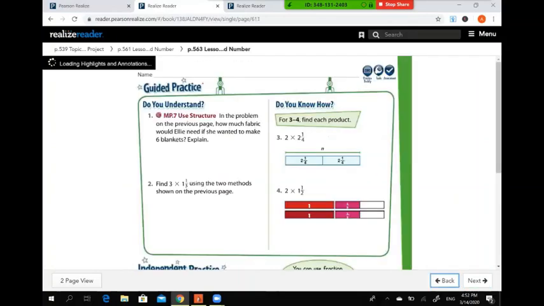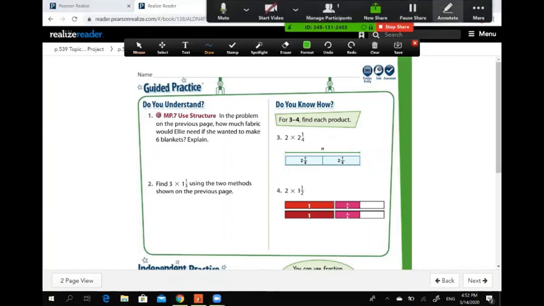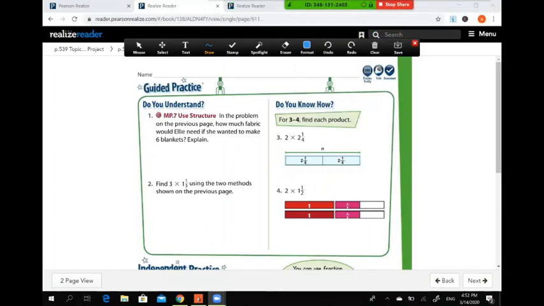Question number 3. Find each product. Okay, 2 times 2 1/4. To make it easy for us, you can use this way. 2 times the mixed number, I will put it as a fraction. So I will multiply 4 times 2, gives me 8, plus the numerator 1, 9. So it will become 2 times 9 over 4. Then I will multiply the whole number by the numerator, 2 times 9, which is equal to 18 over 4.